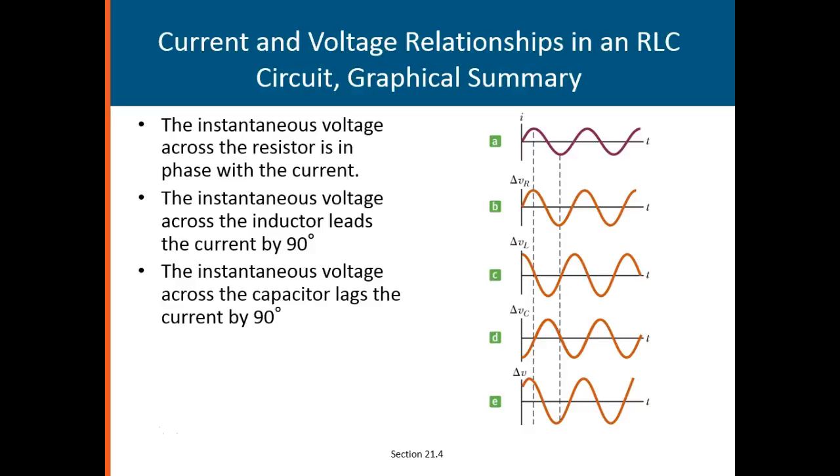All we can say is the instantaneous voltage lags the current in the capacitor, leads the current in the inductor, and is in phase with the current in the resistor. And that gives you some sort of result down here at the bottom. Okay? The total voltage. And they just sort of made up one.